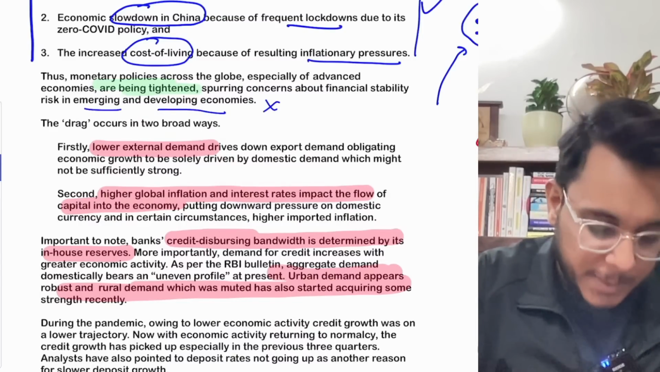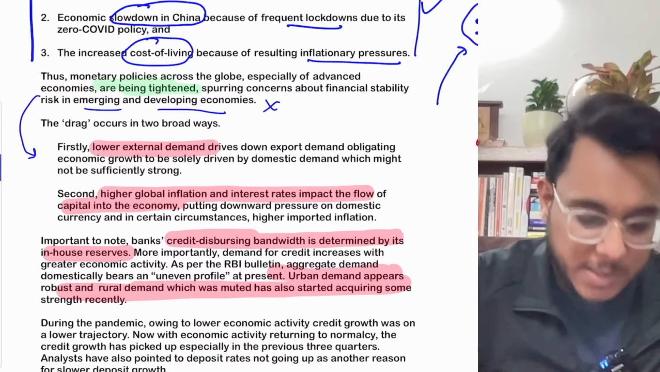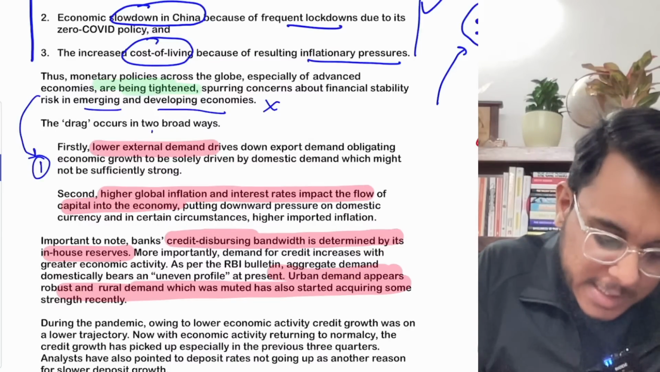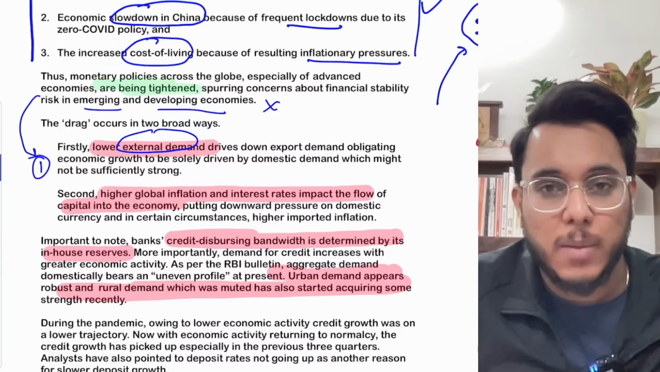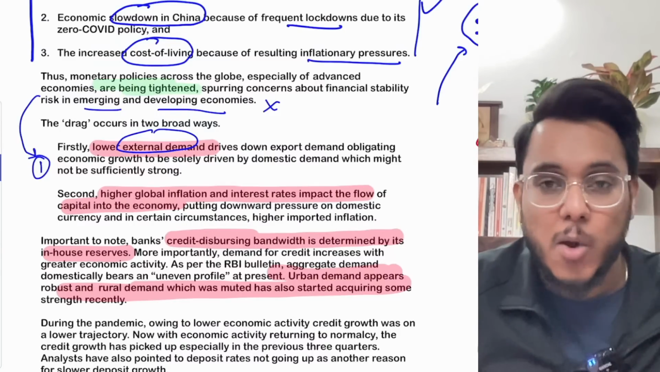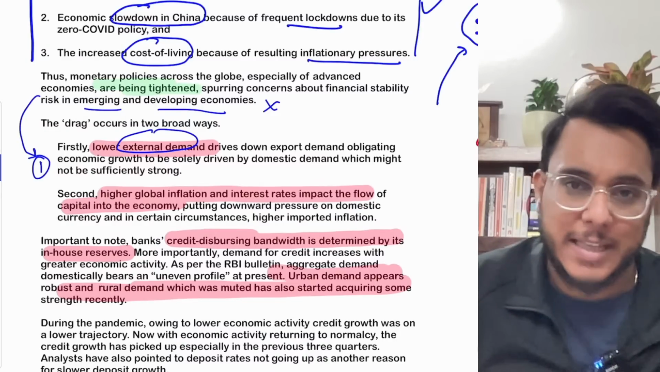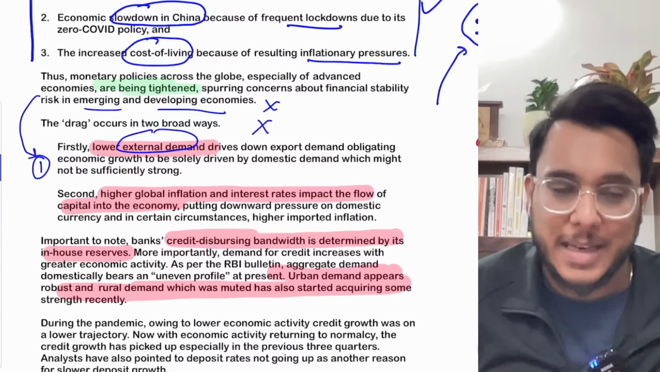How will they be impacted? There will be a drag coming. It will be impacted in two ways. Number one, if there is low growth, then external demand will be down. The demand in the US and demand in Europe will be down, and Indian exporters who are exporting to these countries will be directly impacted. So Indian exports will be impacted if there is less demand.